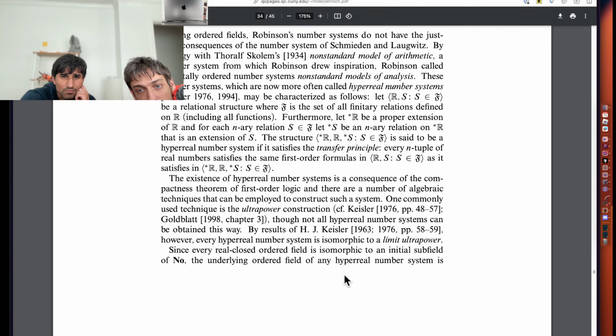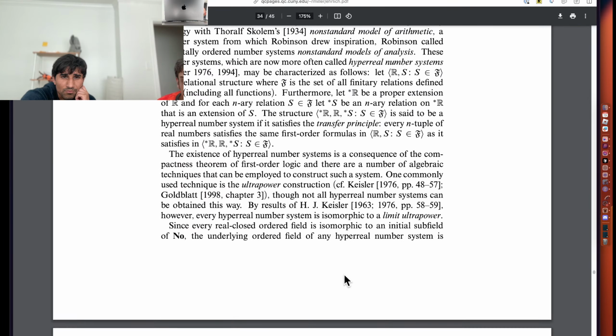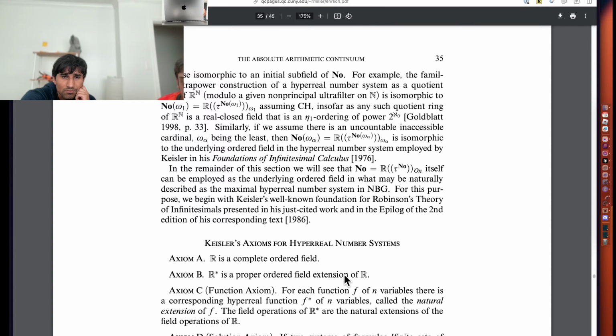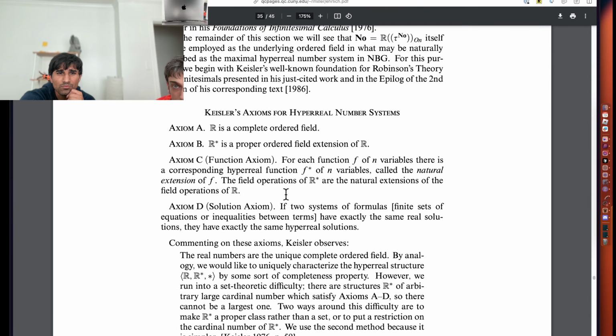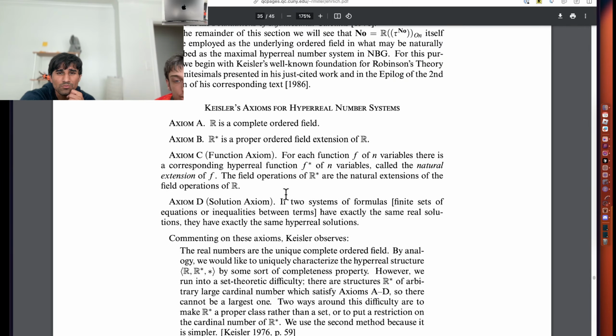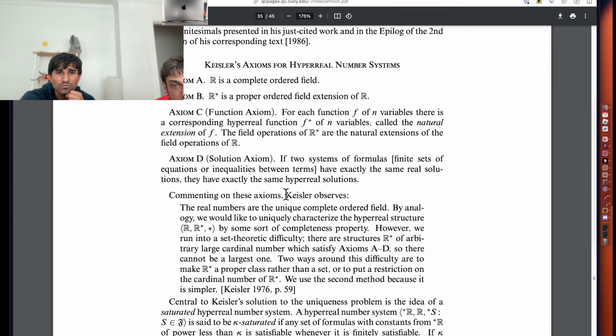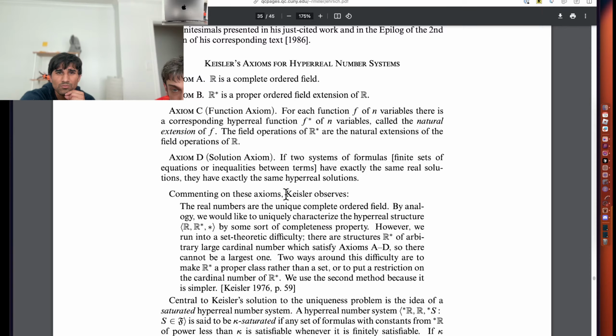This is an important thing. Every hyperreal number system is a limit ultrapower, right? So that's sort of the generalized fact that the way hyperreal fields are built isn't ad hoc. That is a characterization of those systems. Right, so I think this is how he resolved the question of how you provide all the structures onto the surreal line, sort of unifying those two approaches.